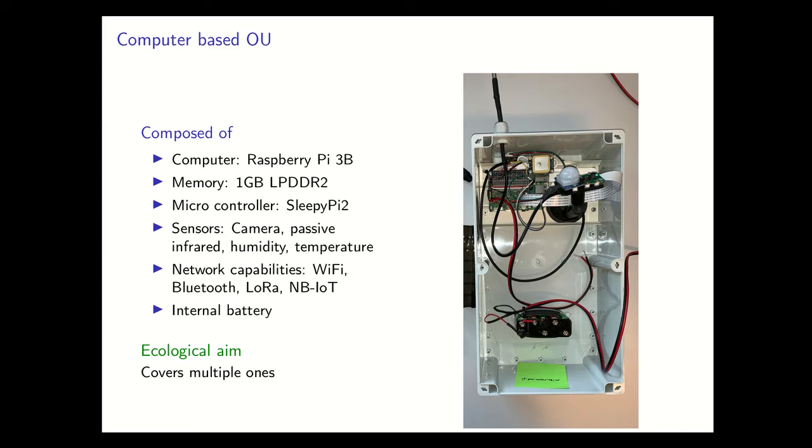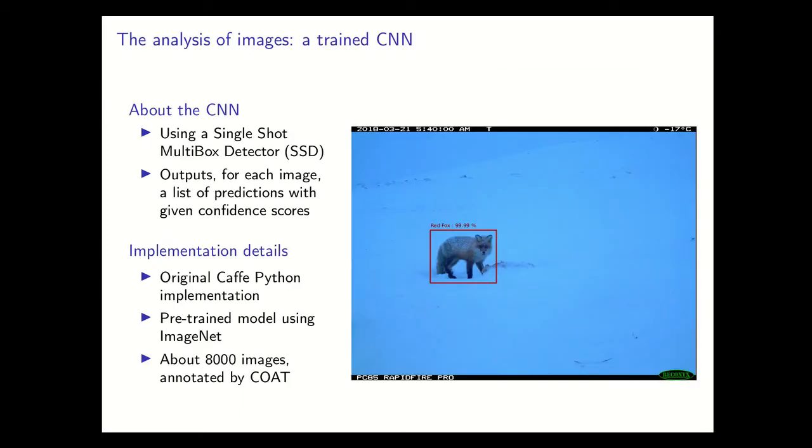It also has some network capabilities. Here it has a Wi-Fi bundle, a Bluetooth one, LoRa, and NB-IoT. And finally also an internal battery. Thus, with such a node, we can cover multiple ecological observations. A bit about the analysis of the images that we get from the Kuat testbed.